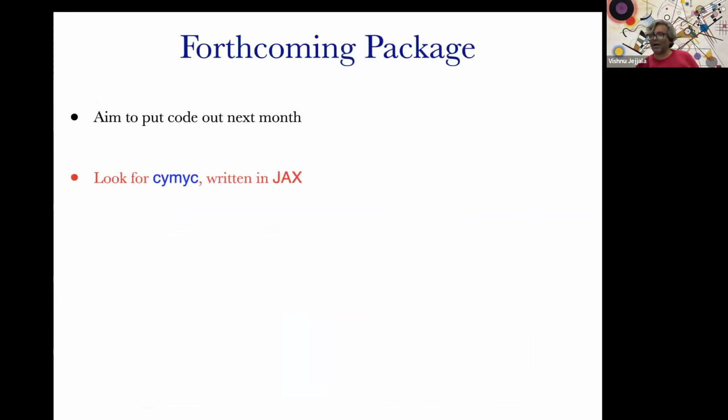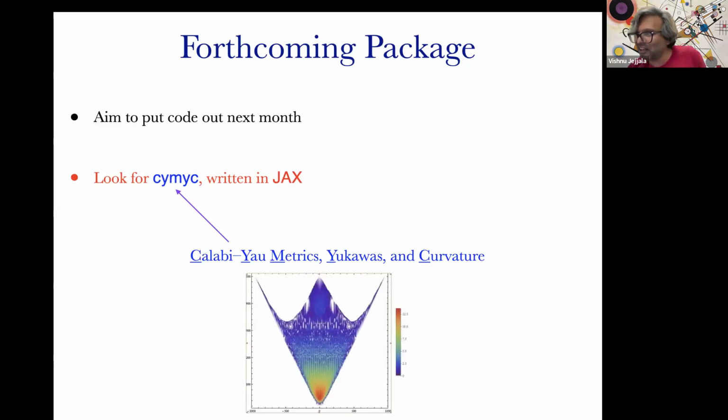We aim to put out a package. We would like to put the code out relatively soon. Look for Cynic. It's written in JAX. The name stands for Calabi-Yau metrics, Yukawas, and curvature. It's mirror symmetric, and we hope to have this package for other people to use as well.